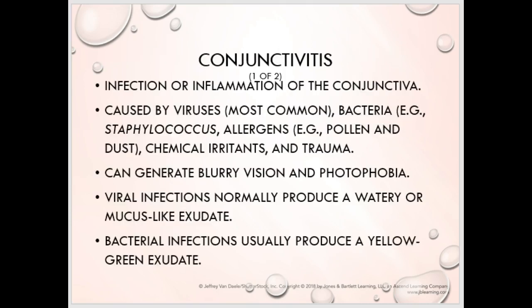So conjunctivitis, oh, the pictures of this just skeeve me. You all know what it looks like. It's an inflammation of the conjunctiva, the mucous membrane that is on the white of the eye, which is the sclera, and then reflects on the inner lining of the eyelids. It can be caused by a virus, by bacteria, most commonly staph, by allergens, chemical irritants, and trauma. So you get blurry vision, photophobia, watery exudate, and a yellowy green exudate can actually be produced.